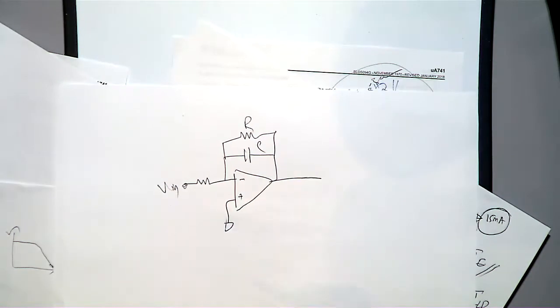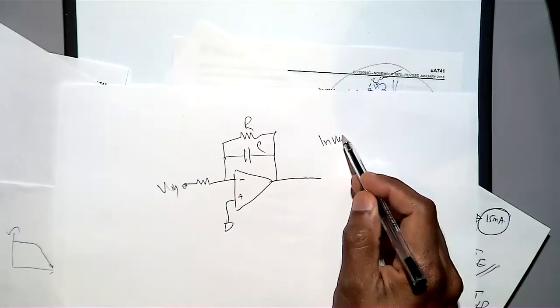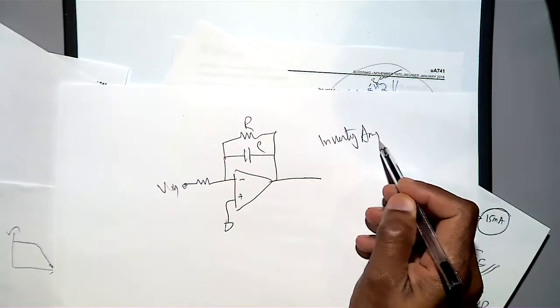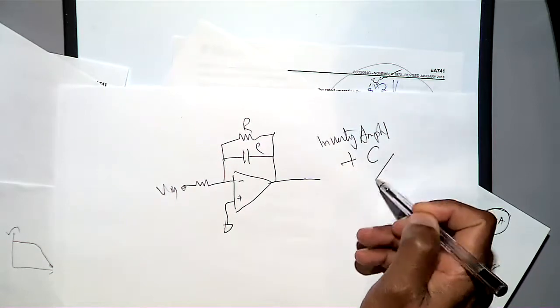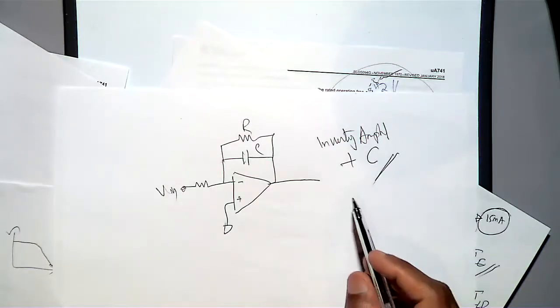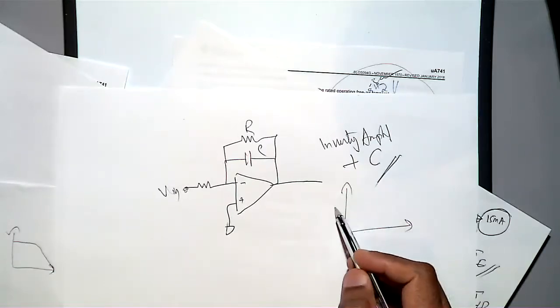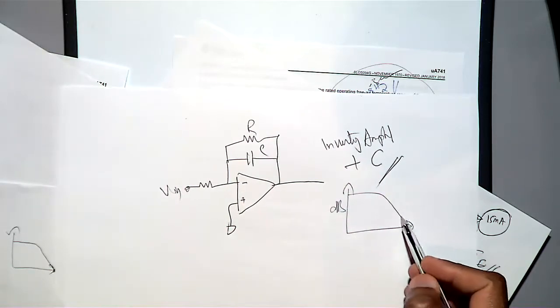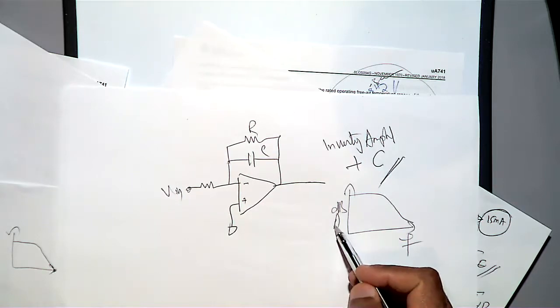So this looks like an amplifier. It's an inverting amplifier plus a capacitor C, connected in parallel. So this is actually a low pass filter. If you characterize it, you will get something like this. This is frequency, this is the gain.